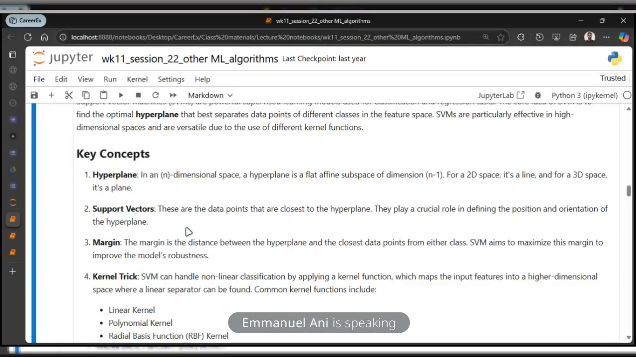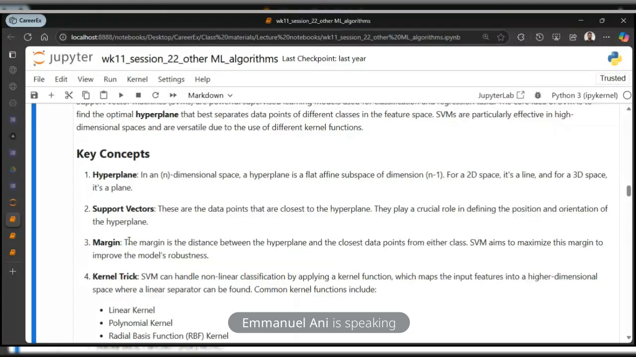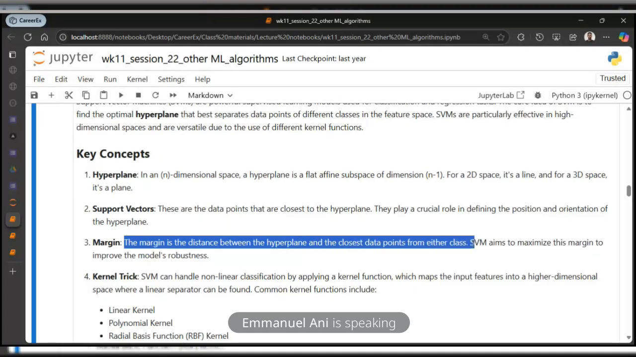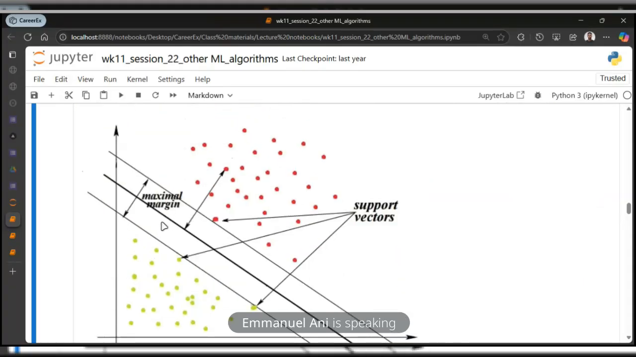So now we have the third concept here, which is called the margin, right? The margin is the distance between the hyperplane and the closest data point from either class. Let me come again. The margin is the distance between the hyperplane and the closest data point from each class. In this case, this is our margin. The distance between this particular support vector from this class and the hyperplane is a margin. And the distance between the support vector of this other class and the hyperplane is another margin.